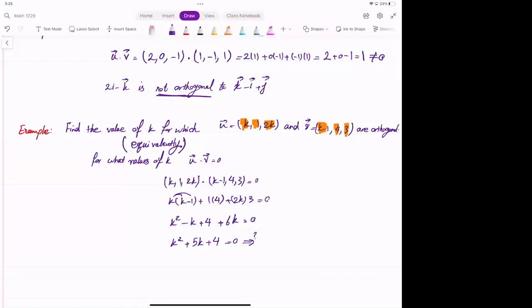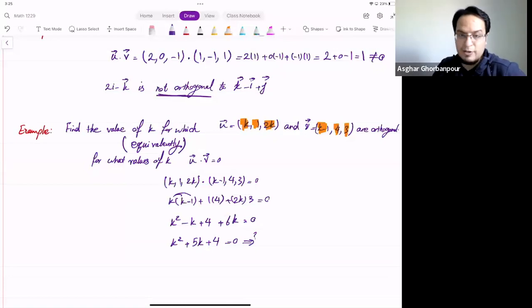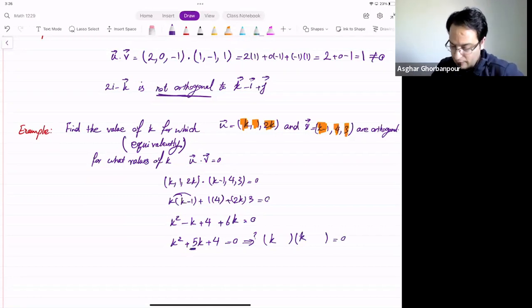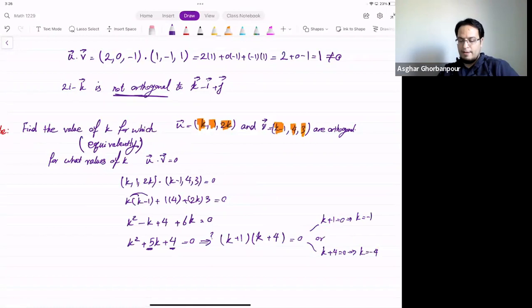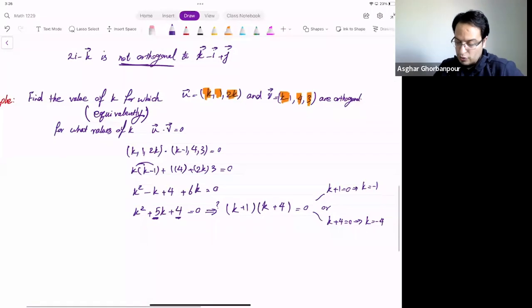You can factor it. Or, if you don't remember it, you can use the quadratic formula as well. But in this case, it's easy, as Rachel said. We have two numbers: when you add them up, you get 5, and when you multiply, you get 4. So that's plus 1 plus 4. And from there, either this factor is 0 or that one is 0. It means that k either must be -1 or k must be -4. And those are the values that make these two vectors orthogonal.